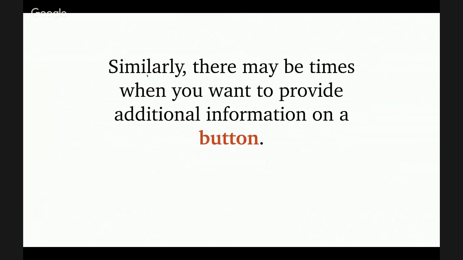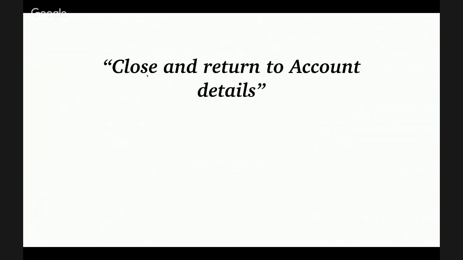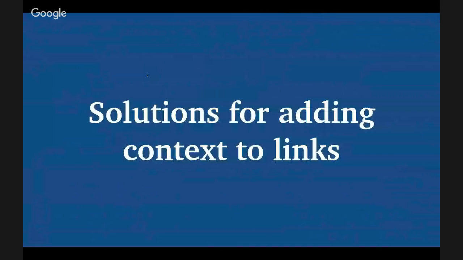And there may be times when you want to do the same with a button. Now, an example is, I've noticed that sometimes assistive technology users, when they try to close a modal, are not really informed that they're in a modal or what's happening when they're closing it. And so with the word close, while they know they're closing, they may not know what they're closing or what happens once they've closed. So you may want to do something like close and return to account details or something like that. So how do we do it?